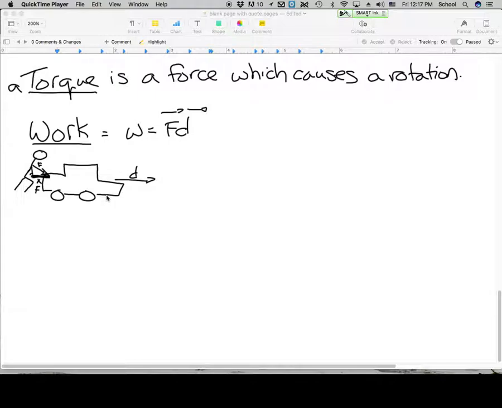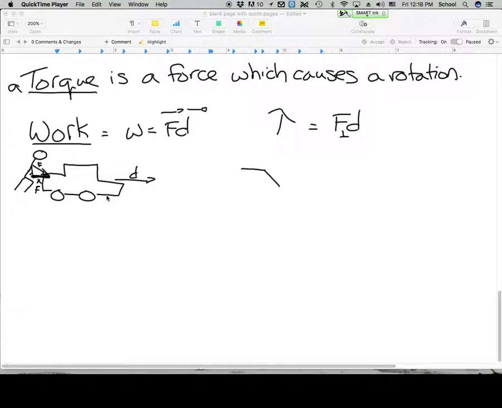Torque is also, that's the Greek letter tau, that's why it looks like a funny T. But torque is equal to force times distance also, but here the force and the distance act perpendicularly. So we generally stick a little perpendicular sign there. So unlike work, where force and distance had the same direction, here force and distance are going to have perpendicular directions.